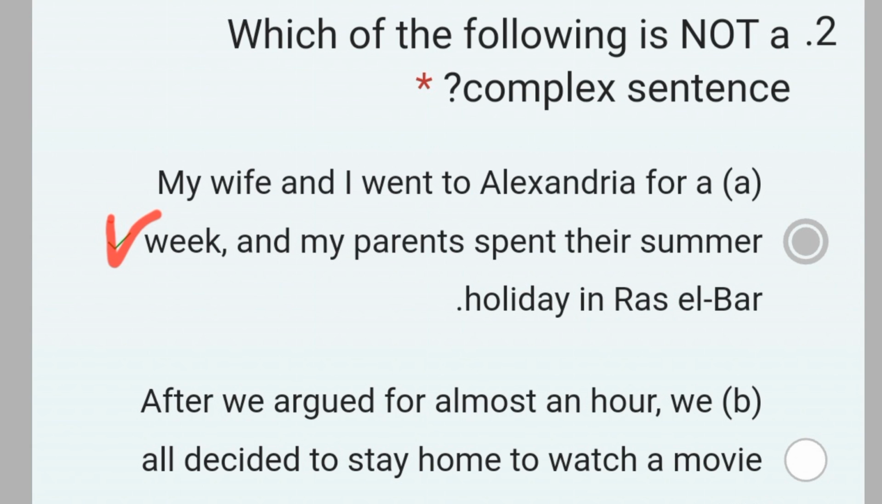Which of the following is not a complex sentence? A. My wife and I went to Alexandria for a week, and my parents spent their summer holiday in Ras El Bar.